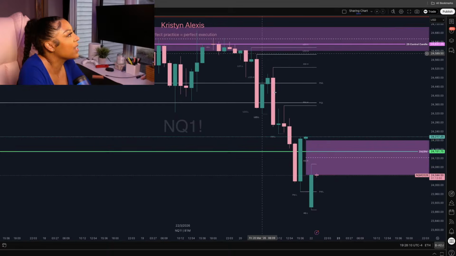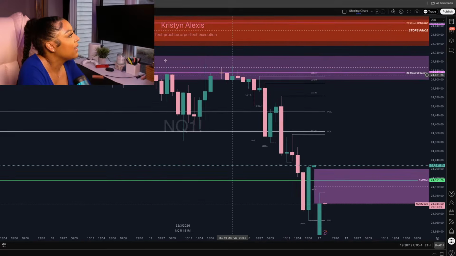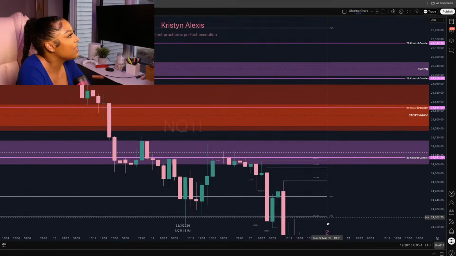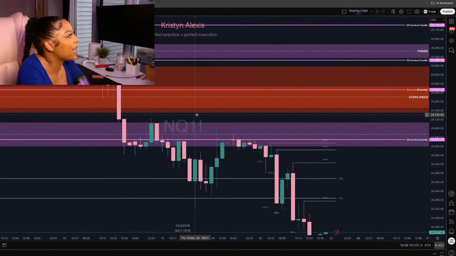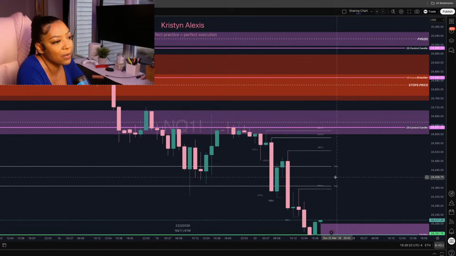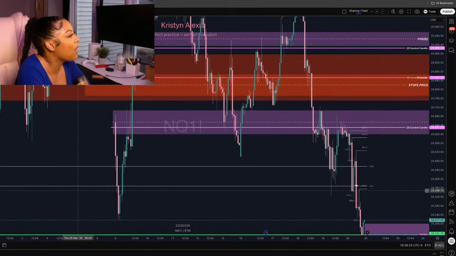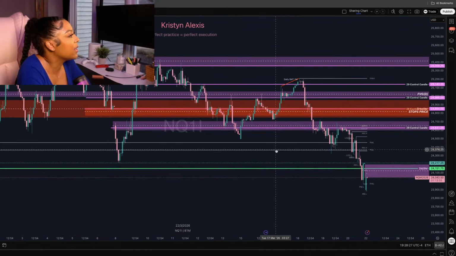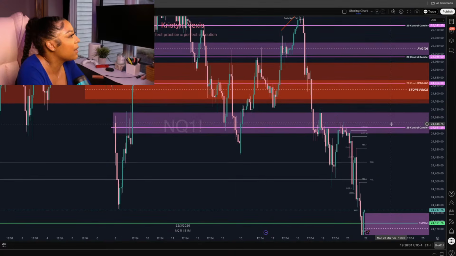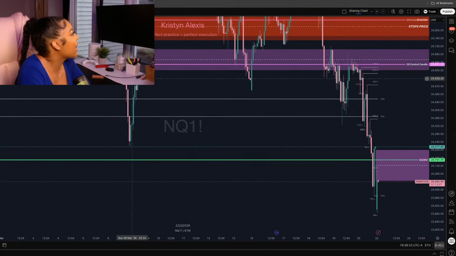I do have targets. Honestly, all of these, to me, are manufactured targets that they have created. I do think it's a possibility price may try to get up here, but I don't know if it's going to be able to do it. There's so much stuff now in the way that held us as support all that time, and we're currently below it. So I think it's going to be real tough to get up there that high.